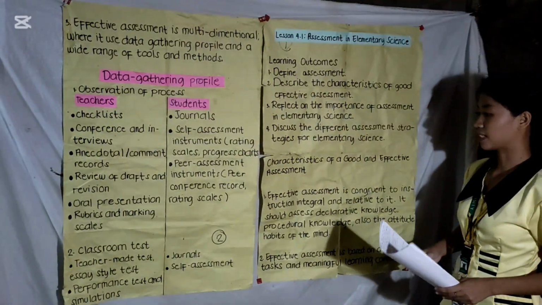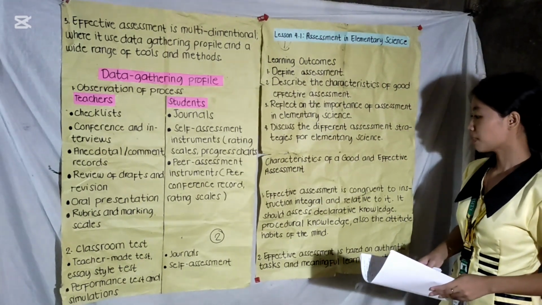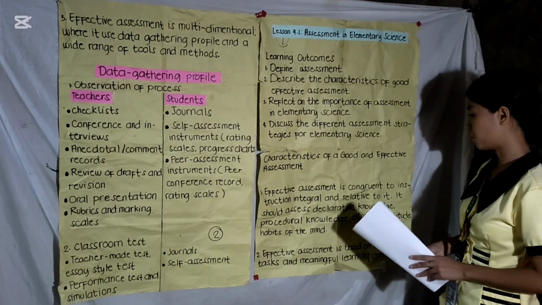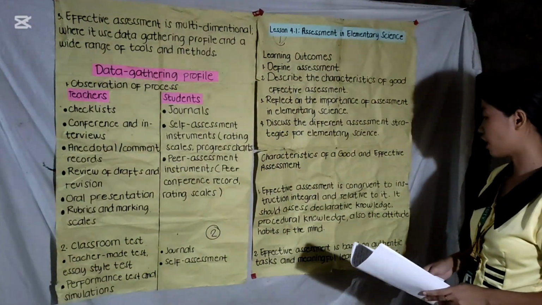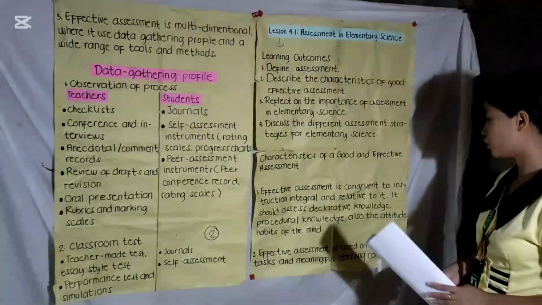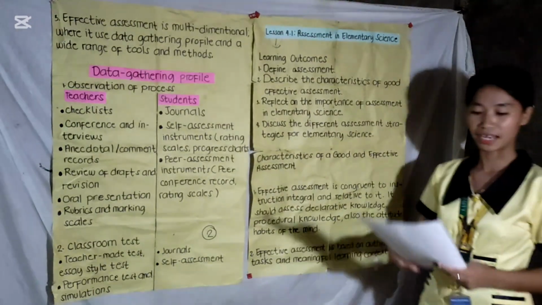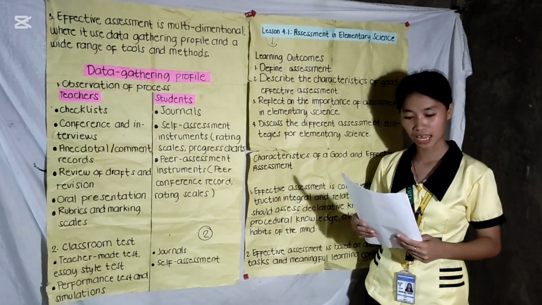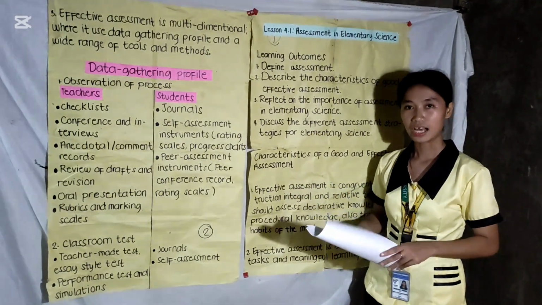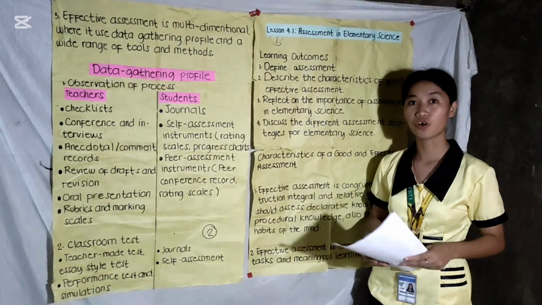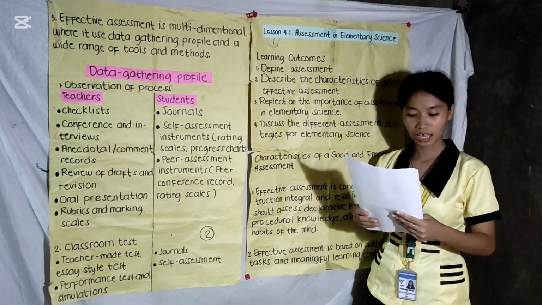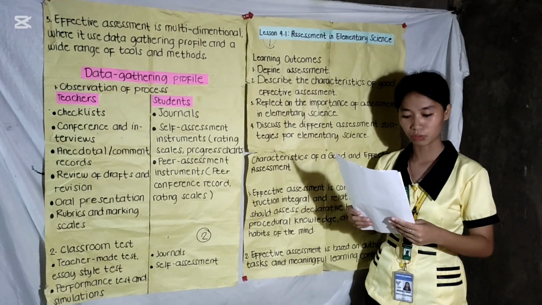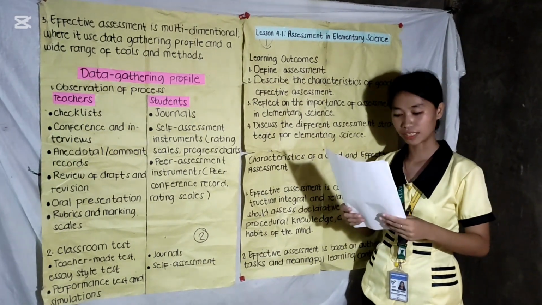Characteristics of a good and effective assessment. Number 1, effective assessment is congruent to instruction, integral, and relative to it. It should assess declarative knowledge, procedural knowledge, and also the attitudes and habits of the mind. Declarative knowledge is knowledge of facts, data, and pieces of information. Example, a car has 4 tires. Procedural knowledge is about steps and processes, and knowing to follow a specific order of the steps.